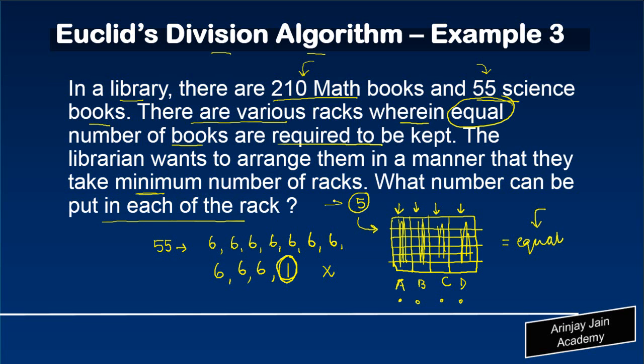It has to be 5, because when there are 5, then all the science books effectively will get covered, let's say 55 books are there. You have 5 books in each rack. You will require 11 racks, and all the science books will be placed. Similarly, for maths, if you have 210 books, divide by 5, it's equal to 42. So in 42 racks, all the math books will be kept. And they will be all equal, because there are 5 books for maths and 5 books for science in each of the racks.